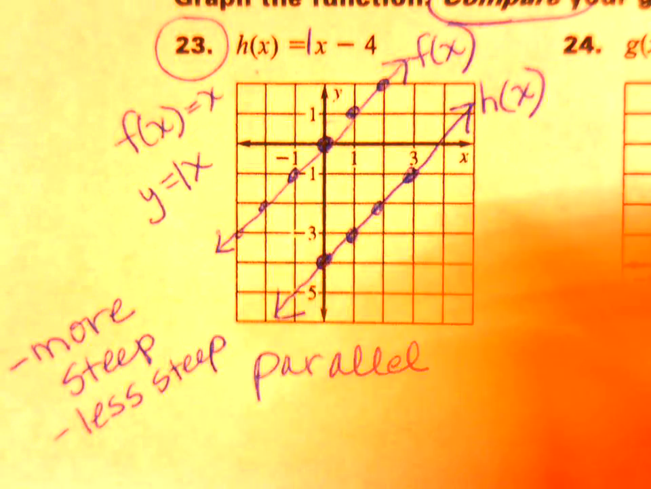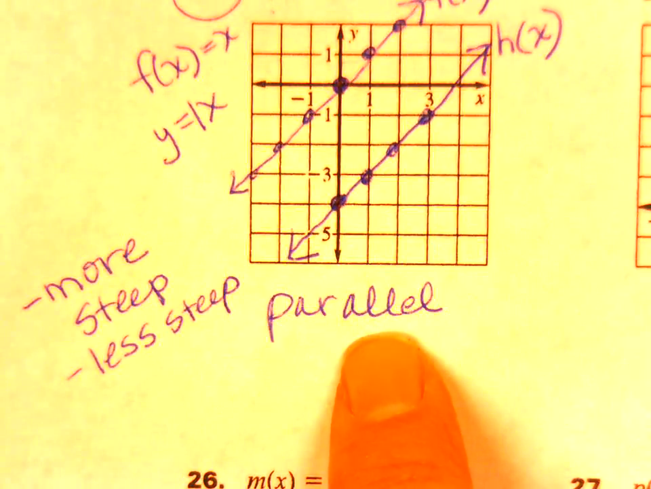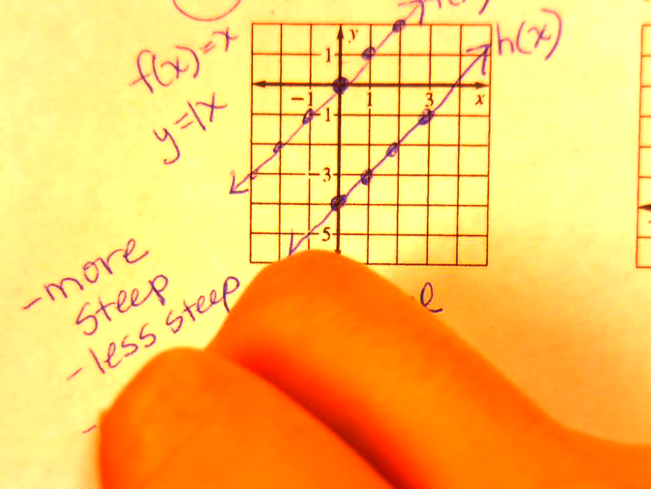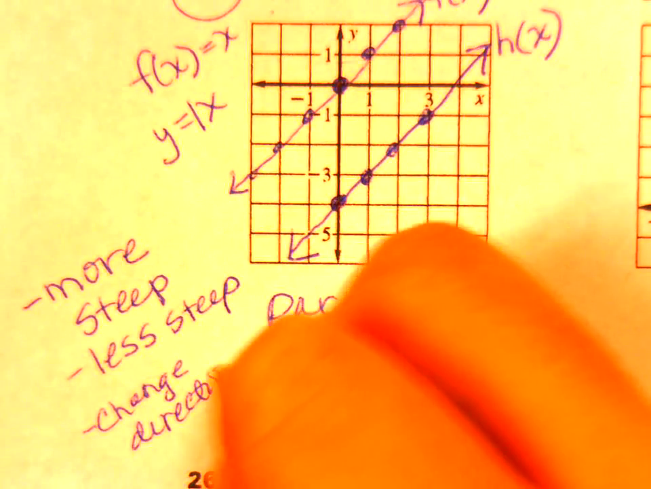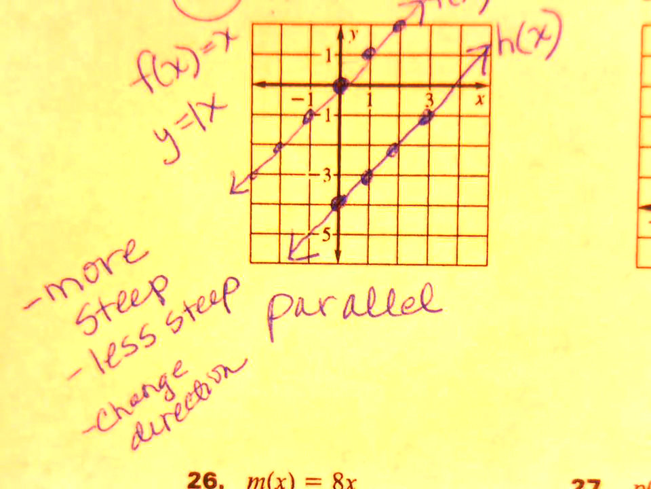Sometimes graphs will change direction. Because if it is a positive slope, it's going to go up, or if it's a negative slope, it's going to go down. So you need to say any combination of those that is true, where this one is just parallel. It's not more steep or less steep, it's parallel.